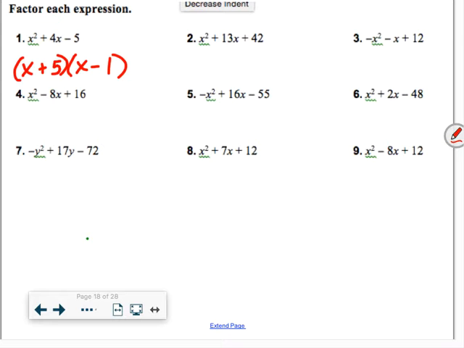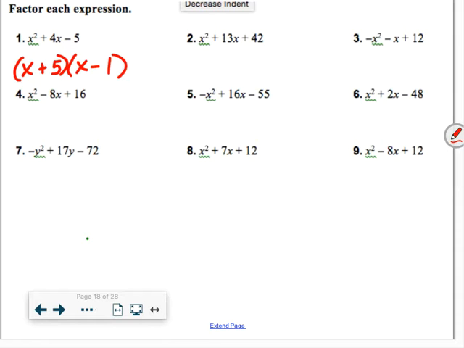I cannot say this enough. Check your work, because if you accidentally put minus 5 and plus 1, when you checked it, you would catch it. X times x is x squared. The outer is negative 1x. The inner is plus 5x. That adds up to 4x. 5 times negative 1 is negative 5.